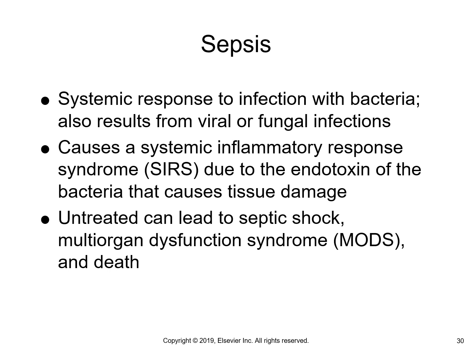Sepsis. Sepsis is a systemic response to infection with bacteria. It could also result from viral or fungal infections. So this is a systemic response of the body to infection from pathogens. And then from sepsis, it could actually cause SIRS. We call it SIRS, the systemic inflammatory response syndrome, because of the accumulation of the toxin and the endotoxin of the bacteria that can cause tissue damage.